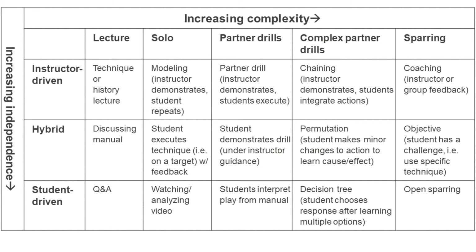For complex partner drills, you can do chaining. This is where the instructor demonstrates a series of actions and the students integrate them. You can do permutations, where the student learns an action and then makes minor changes to learn about cause and effect. And finally, you can do decision trees. The student learns multiple different responses to the same action and then in the moment has to choose the best one.